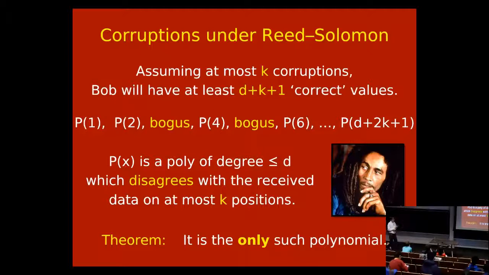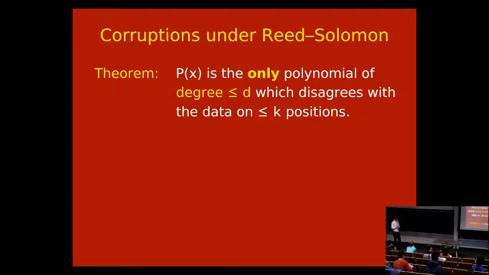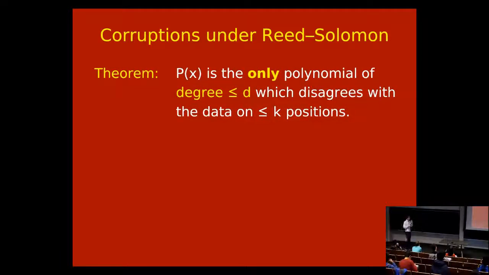What that really means is that Bob can, in principle, figure out the answer. There's a uniquely well-defined answer, which is the message that Alice was trying to send. Maybe it might take him a long time to figure out what that unique polynomial is, but at least in principle, he can solve the problem. So let me prove this theorem to you: that P of x is the only polynomial of degree at most d which disagrees with the data he receives on at most k positions.